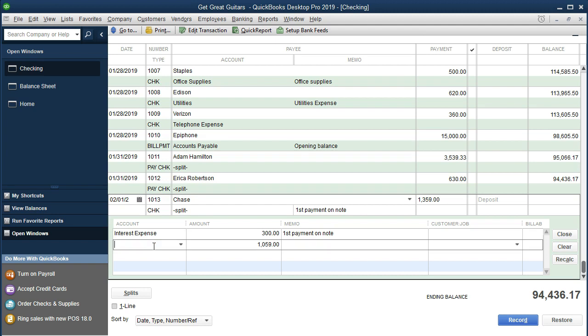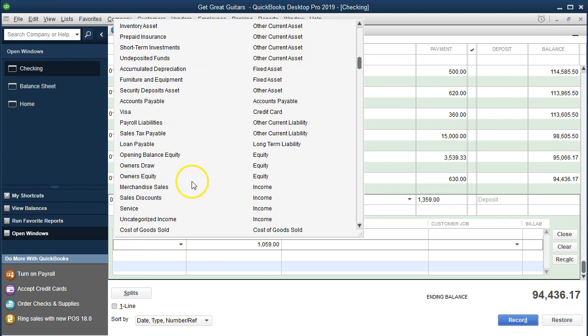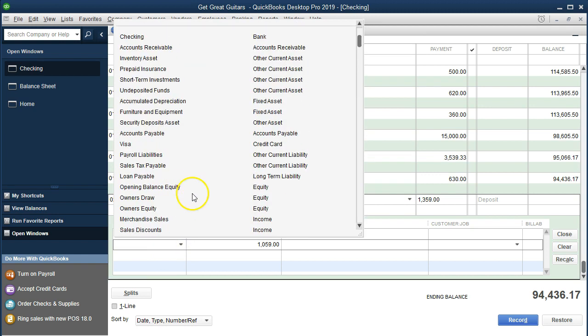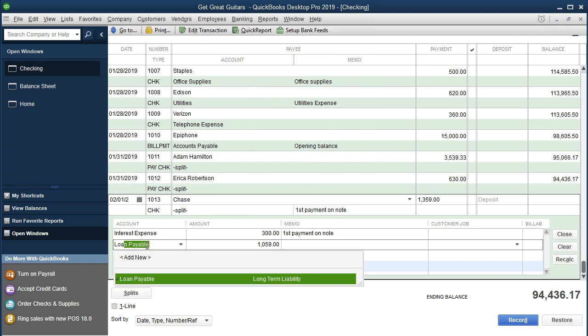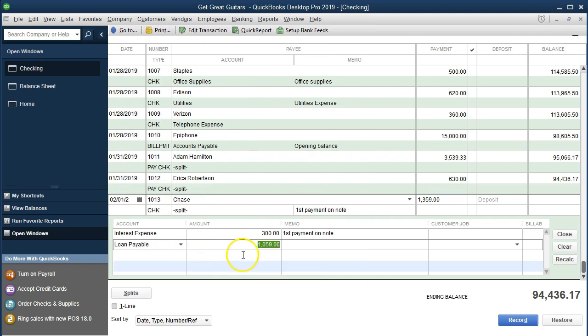And then we're going to say that the principal, which is going to be the loan amount, will be the actual reduction of the loan up here. If I hit the drop down, it's going to be the loan payable. So you also could type it in there. And that's going to be this number. It should populate automatically because that's what we need at this point in order for our journal entry, in essence, to be in balance.